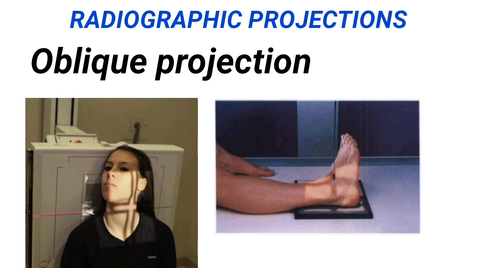Now, this can actually come as an exam question. They might ask you, what's the reason for doing an oblique projection? And the answer is quite simple. It's because most structures in AP, PA or lateral views are superimposed. Oblique projection will help you visualize those structures very well when compared to the AP, PA or lateral view. This projection is mostly used for the lower limb or upper limb. It's also used in dental radiography to see the roots of the teeth more clearly.